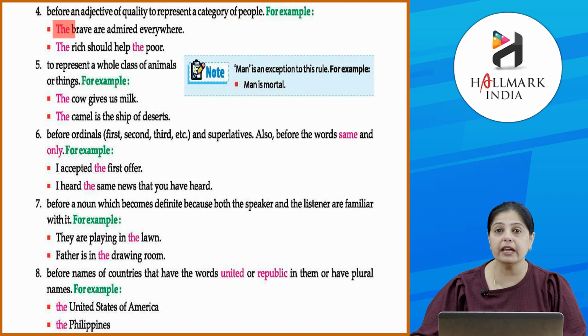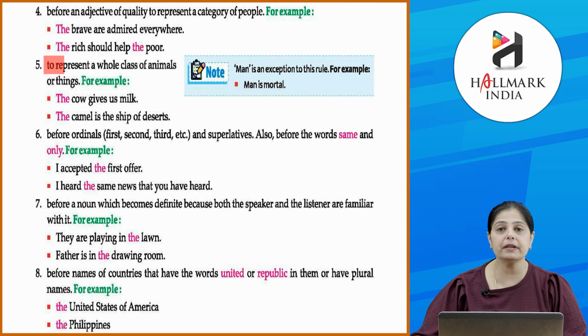Now, next is before an adjective of quality to represent a category of people. Okay, the brave are admired everywhere. Okay, bravery जो है it is an adjective. Okay, it is a quality, okay, of somebody. So the brave are admired everywhere. The rich should help the poor.